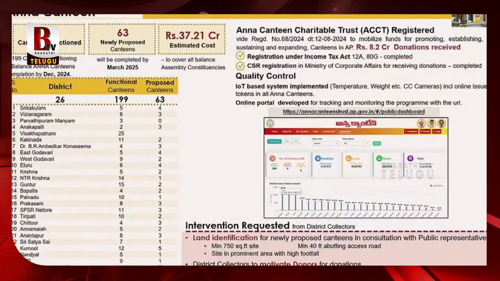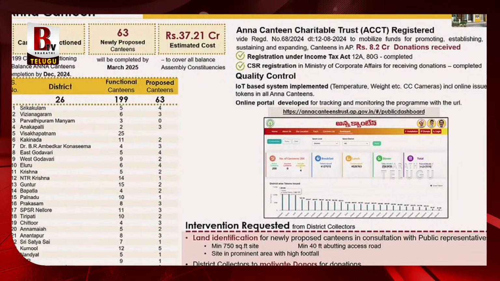Other important things in Anna canteens, we have against a set target of 203 canteens, we have already established 199, and the balance will also be completed by the end of this month. And then in rural areas also, we have identified for establishing some 63 new canteens, and for which finance has also given the permission just 3-4 days back. I think by March 2025, in the remaining rural areas also we will be able to establish and bring them under functional condition.